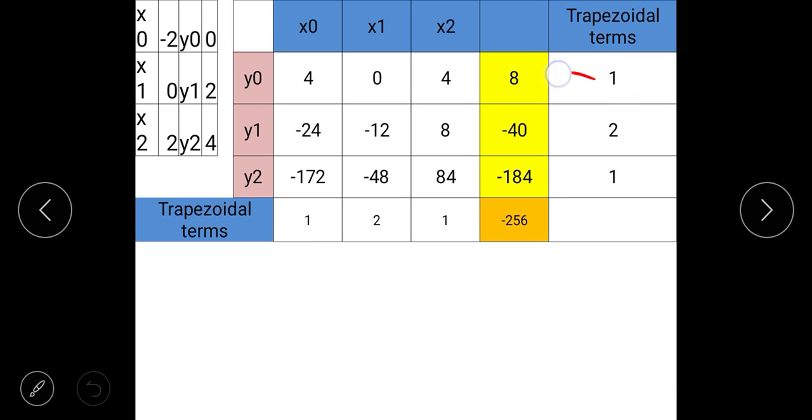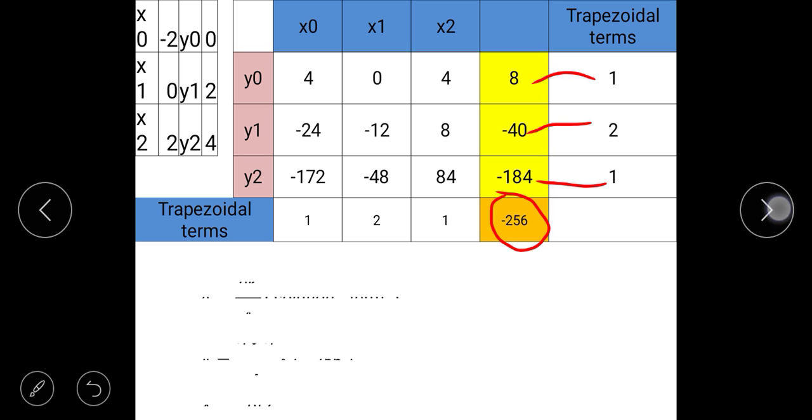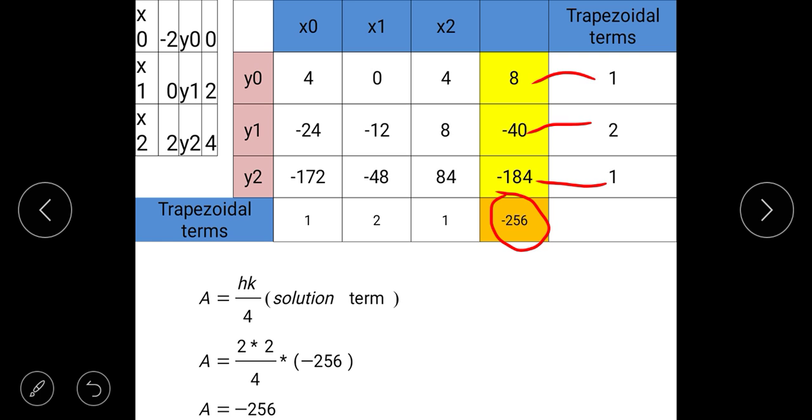Again you have to say 1 into 8 plus 1 into minus 184 plus 2 into 40. So you will get the final term, that is the solution term, minus 256. Then our formula we can simplify: A equals hk by 4 into solution term. The solution term will come from this table.